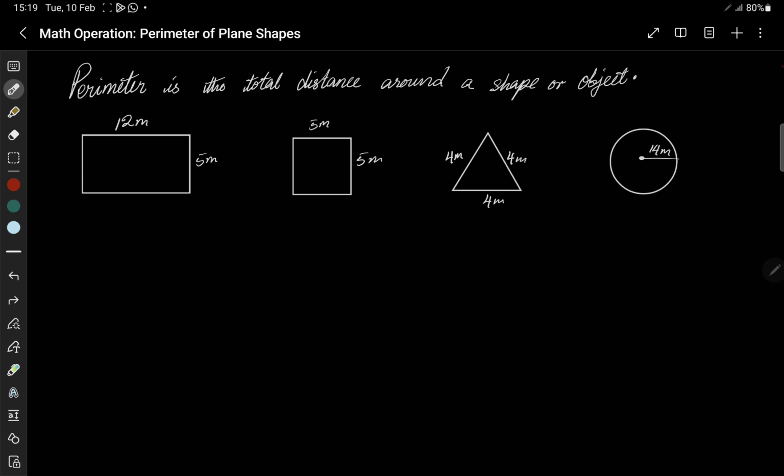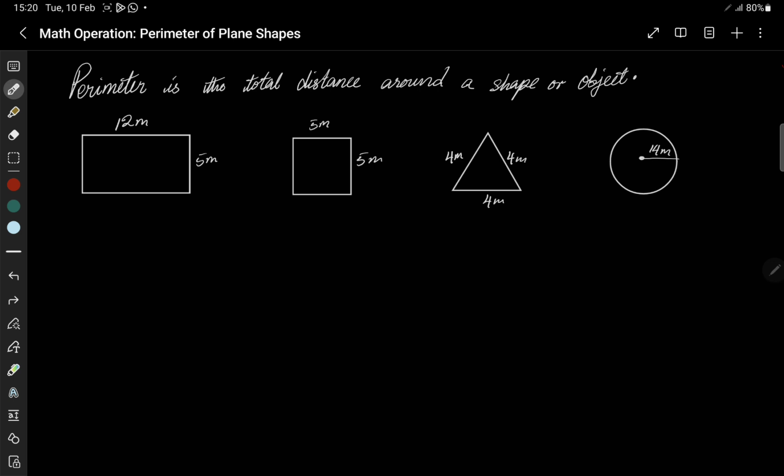It's first important we know the meaning of perimeter. Perimeter simply means the total distance round a shape or an object. Calculating the total distance round a shape or an object gives you the perimeter. For example, we have a rectangle here. The total distance from this point down to here, here, there, and here gives us the perimeter of this shape. Same goes for the square, the triangle, and the circle.